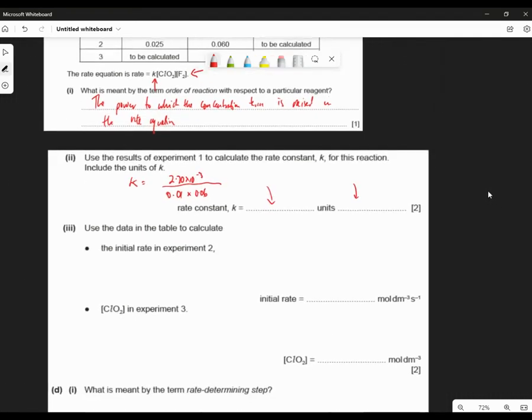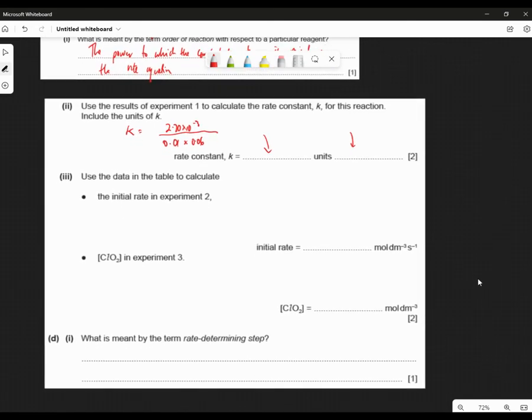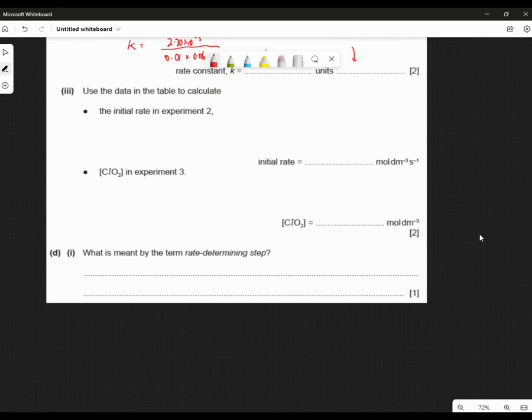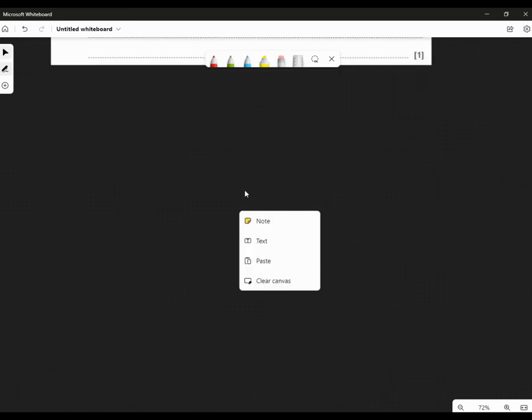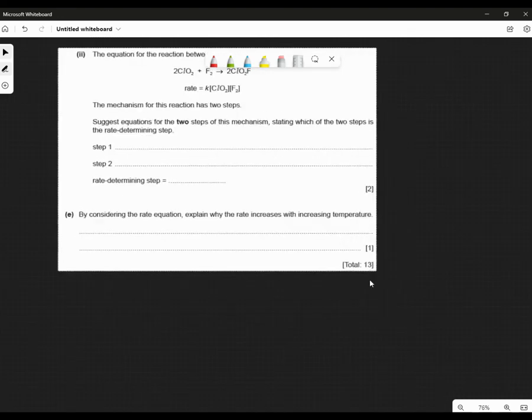The next one, the initial rate is that. I'm not going to bother with that either. And experiment 3. If you have a problem with these, ask me and I'll do them for you. But what do we mean by the rate determining step? That's the slowest part of the reaction. All right. Now I wanted this last bit in because this is what Marco specifically asked about, how you put things in here. So let's have a look at this one.